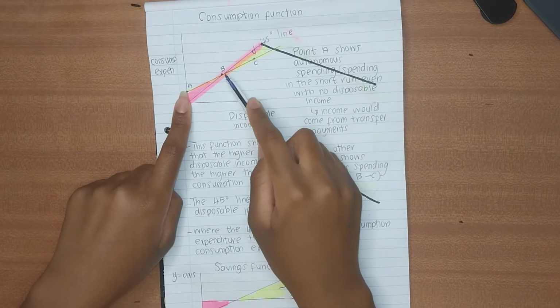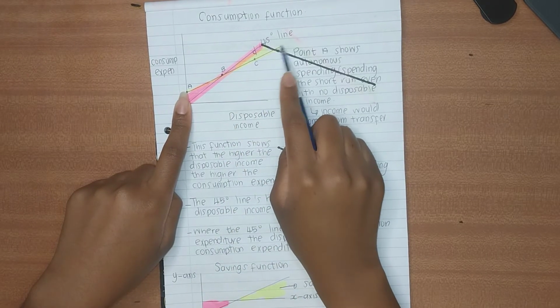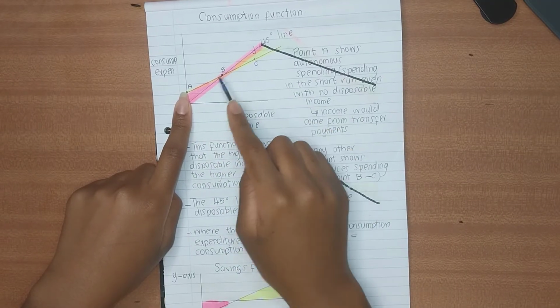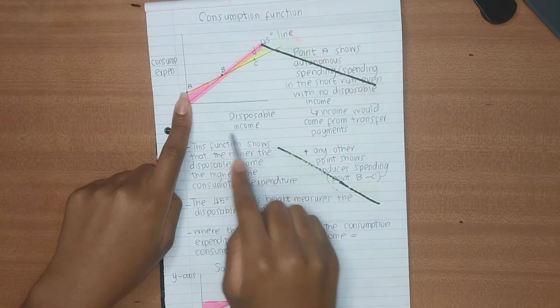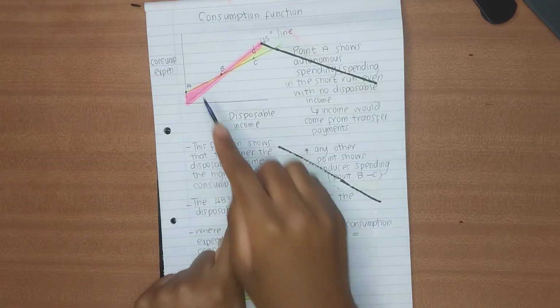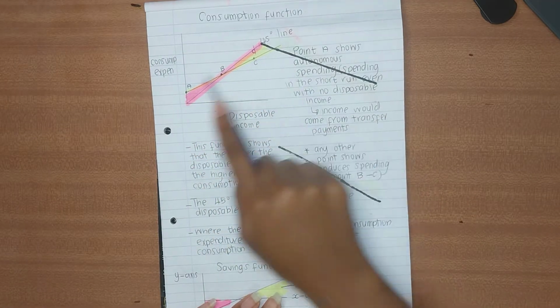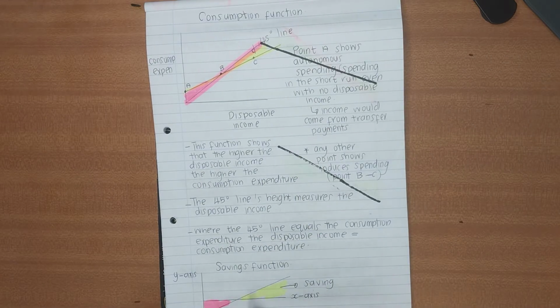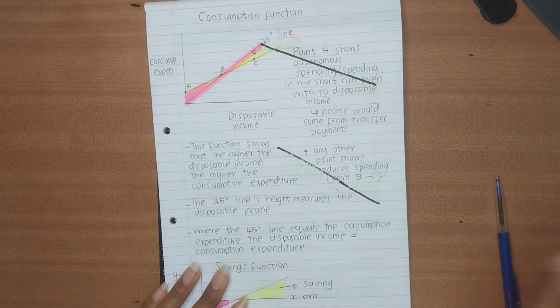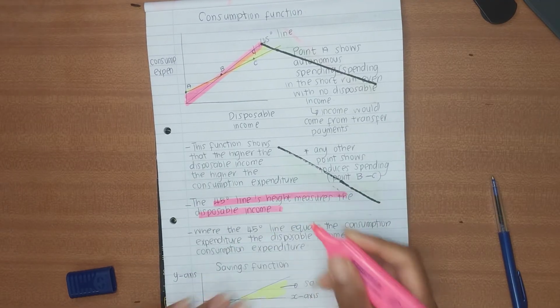And then any other spending where the income is now existent, we call that induced spending. So the spending on B and C is called induced spending because it's spending when disposable income is there, right? So this function shows that the higher the disposable income, the higher the consumption expenditure. Think about it. The higher the income you have, the more you can actually spend. So it's going to have an increasing slope, right? And then we have the 45-degree line. So the 45-degree line measures the height of the disposable income, right?